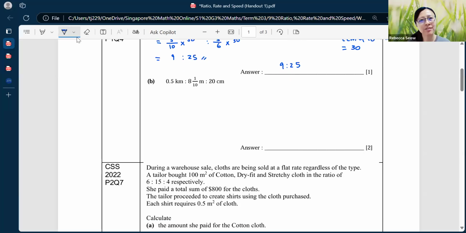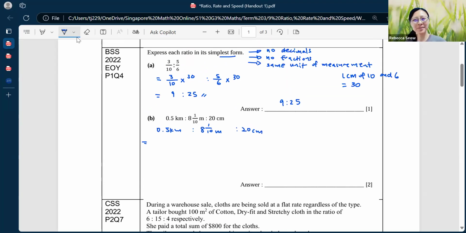Next question, 0.5 km, 8 and 1 out of 10 meters, 20 cm. Ooh, this has the whole spectrum of decimals, fractions, and units of measurements that are not the same. You can see the difficulty of this question is reflected in the marks given. It is 2 marks. We have to dedicate time for conversion of the unit of measurement to be the same first. So the first thing that we're going to do is decide which unit of measurement is most appropriate in this case.